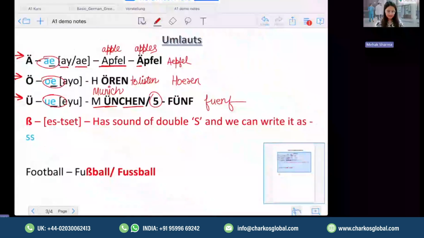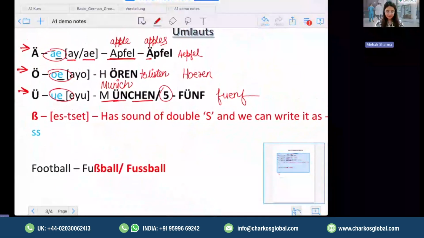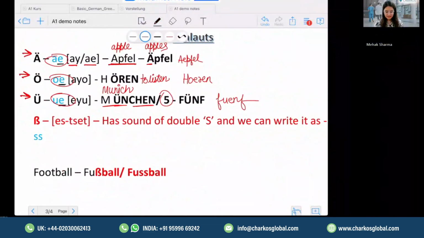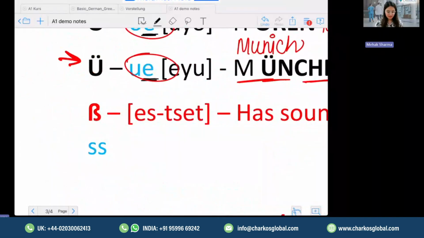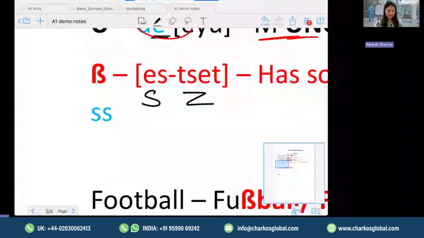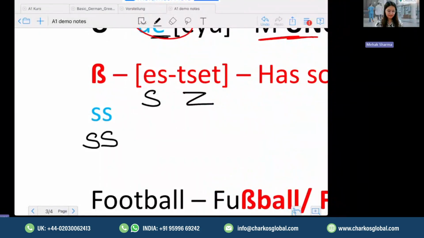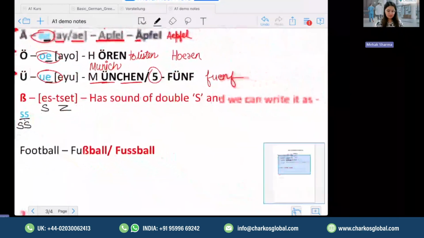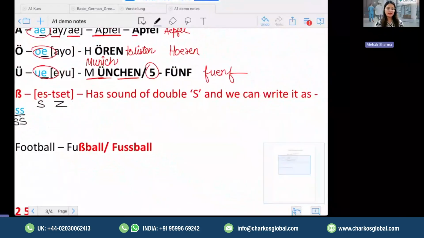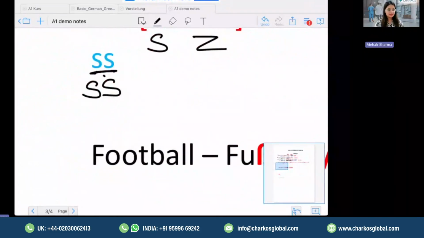Now coming to the last special character. The last special character is S set. You pronounce it like S set. It works as a double S. We write it as double S, as you can see here. So this S set has the sound of double S and we can write it as this.